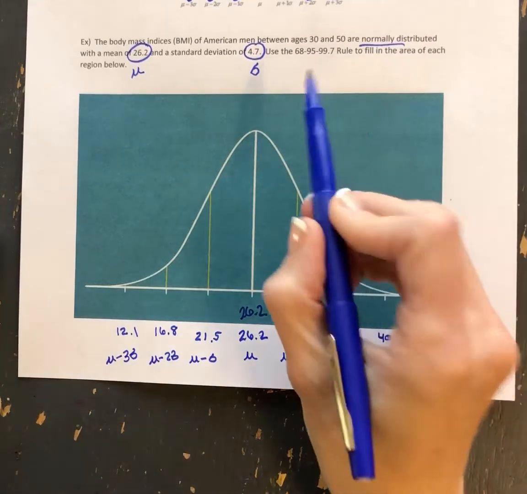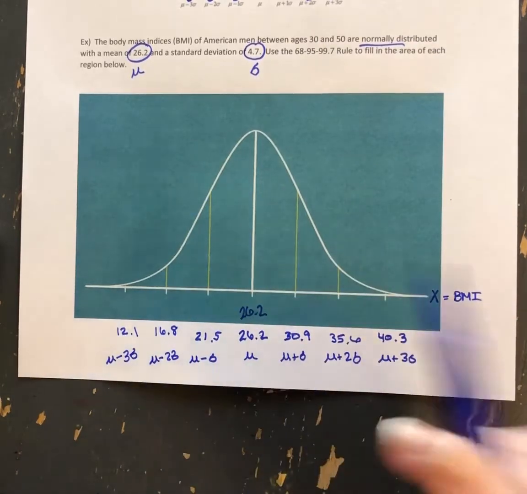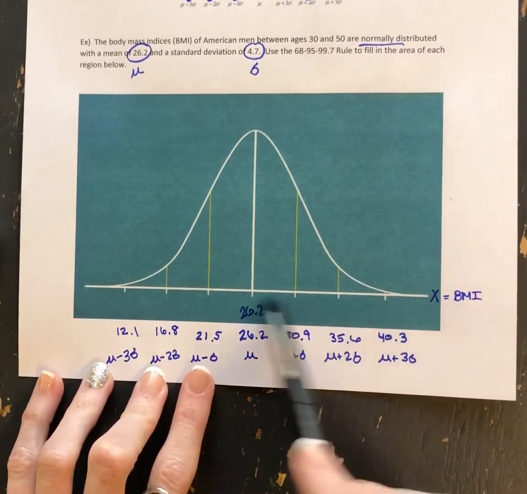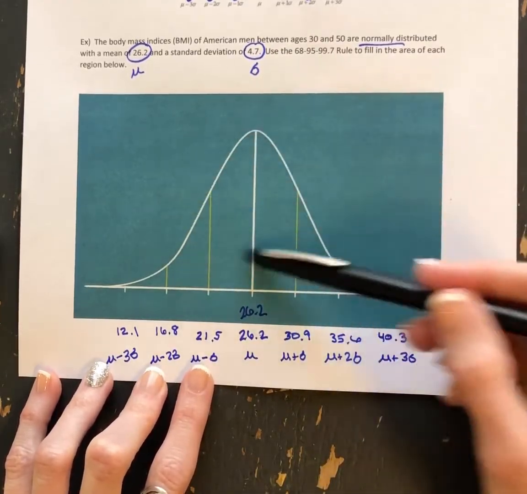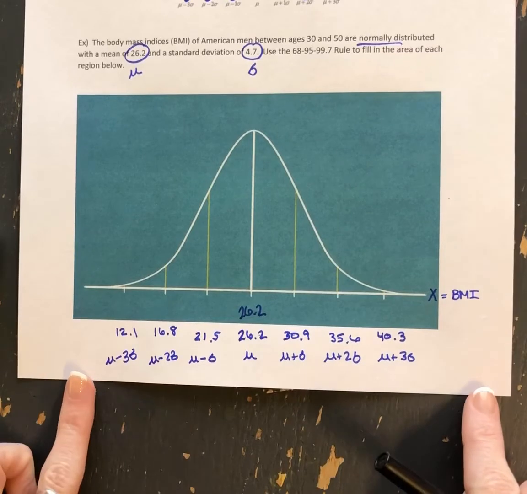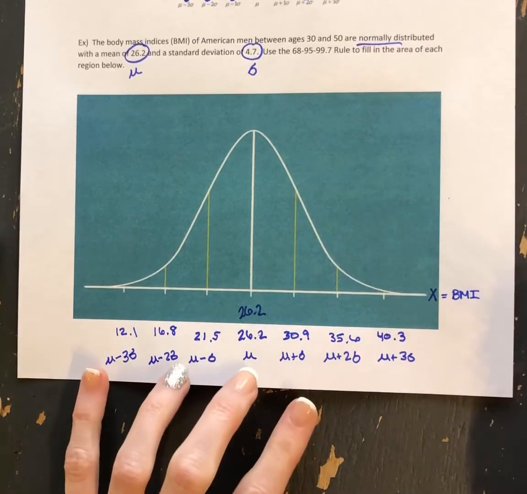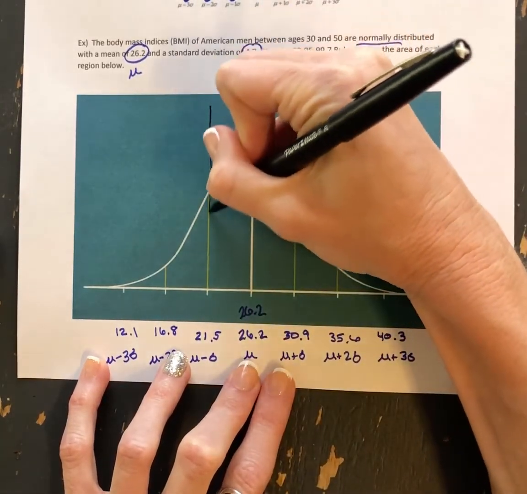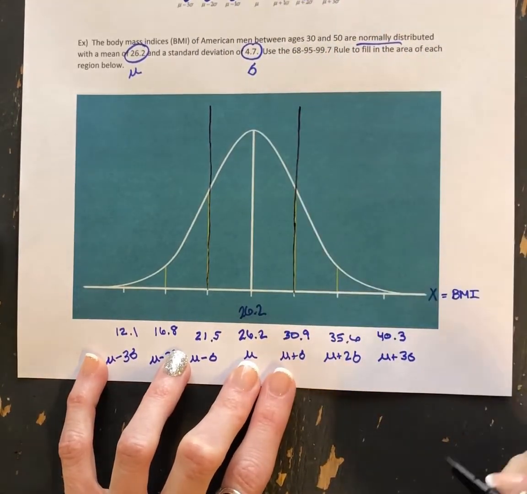You'll notice this one asked us to use that 68, 95, 99.7 rule. So we're just going to divide up the curve a little bit more. What we're going to label this time is, instead of labeling values of BMIs down on the horizontal axis, we're going to label areas up here in the body of the curve. Okay, so one thing that we know from that 68, 95, 99.7 rule is that 68% of all the values are going to fall within 1 deviation to either side of the mean.